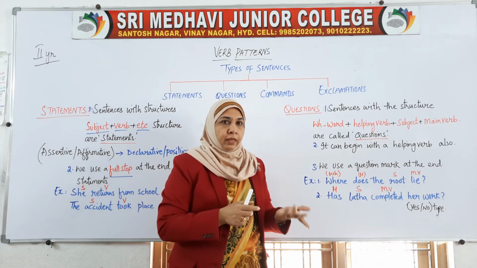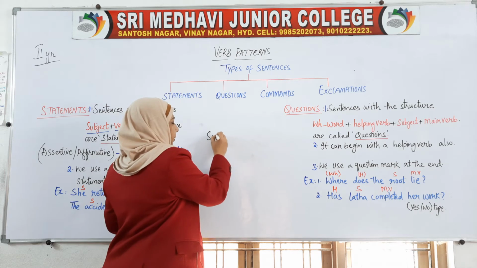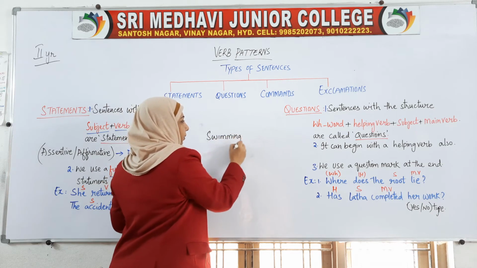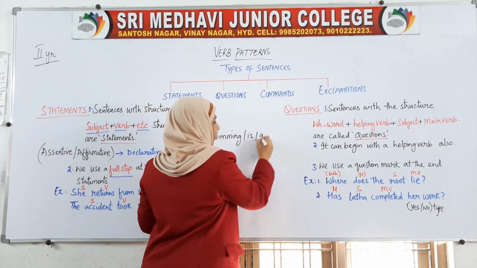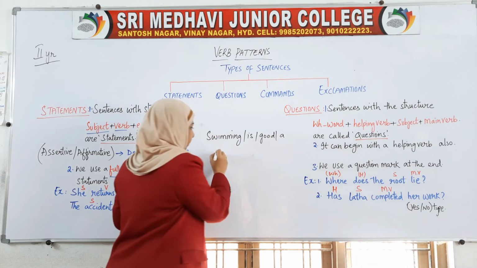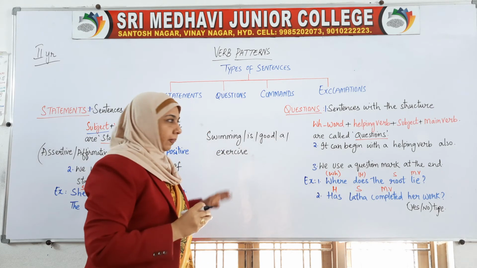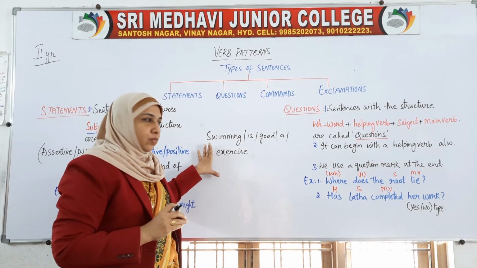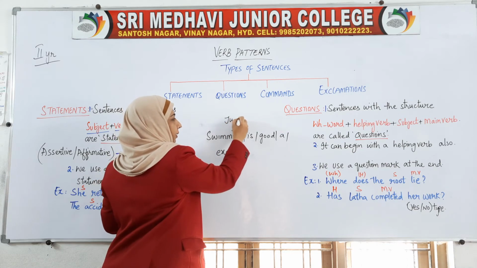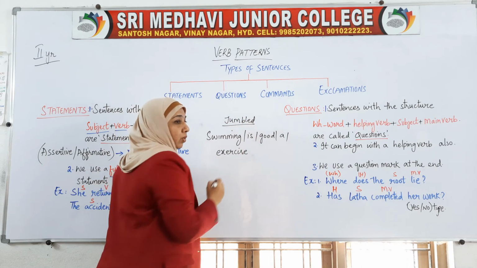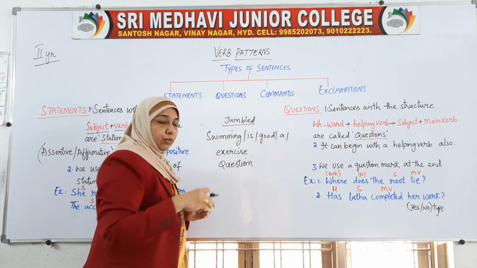I'll give you one example: swimming is good a exercise. Now here, swimming is good a exercise. It is totally jumbled. This is a jumbled sentence. Now you have to make a question from this. How would you like to frame a question?